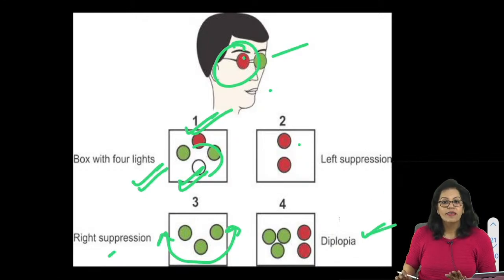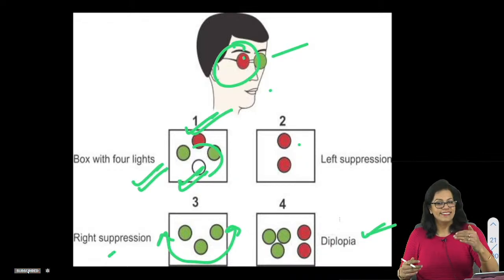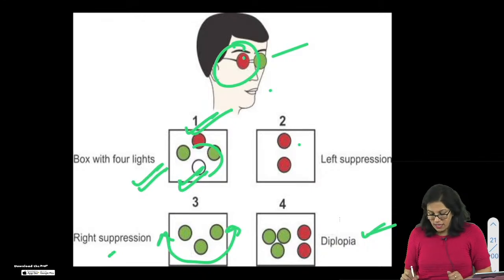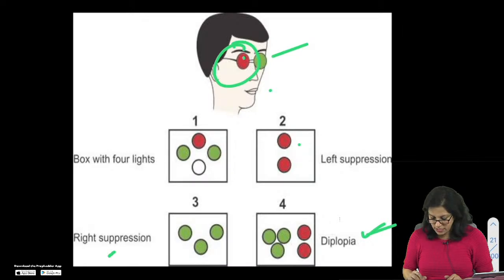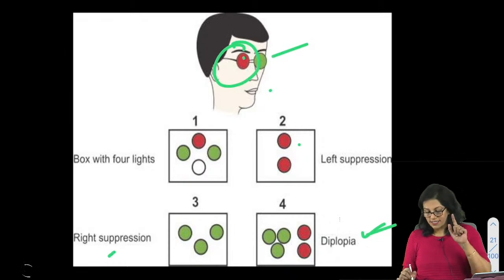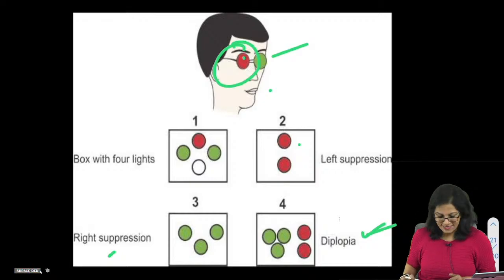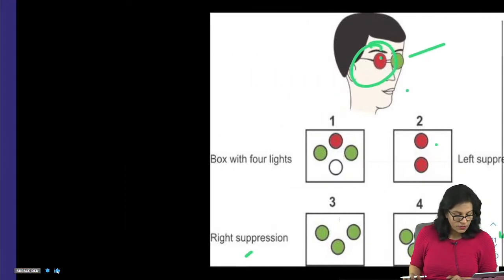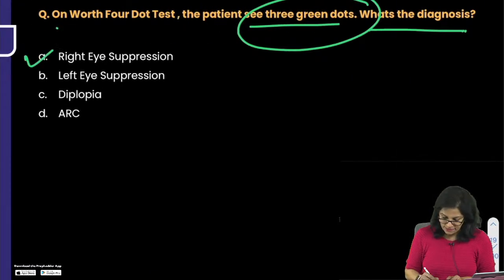Is it simple? Red green glass, R for R: right eye red, left eye green. Okay? Red green, R for R, red color in the right eye. So once you know this, if he says 2 reds, why are 2 and 3 different? Because the dots you have to know are 2 green and only 1 red. That is why if he sees 2 red, it is left suppression. If he sees 3 green, it is right eye suppression. Clear, all of you? Yes, very good. Nicely answered. So we will answer right eye suppression. This is the answer.